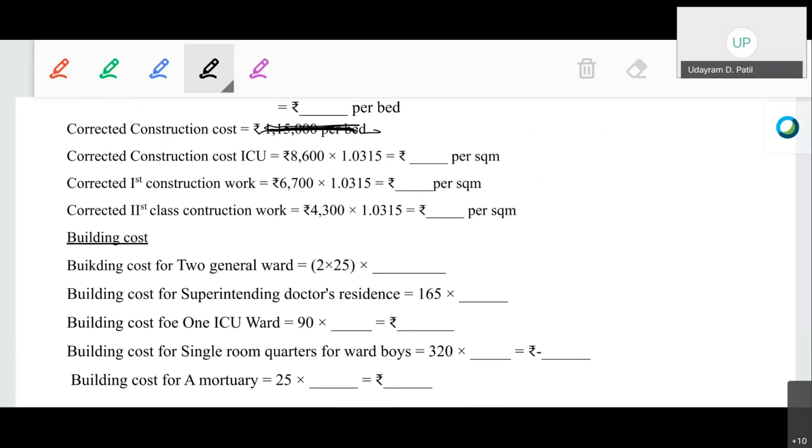Okay, now second step, that is the building cost. Now we have calculated the corrected construction rate, then the further steps will be similar as for the previous examples we have already solved.